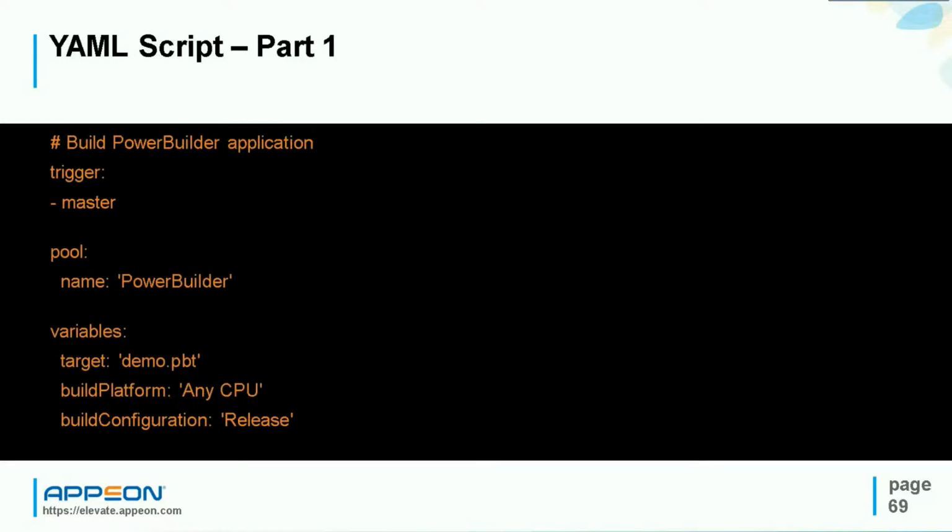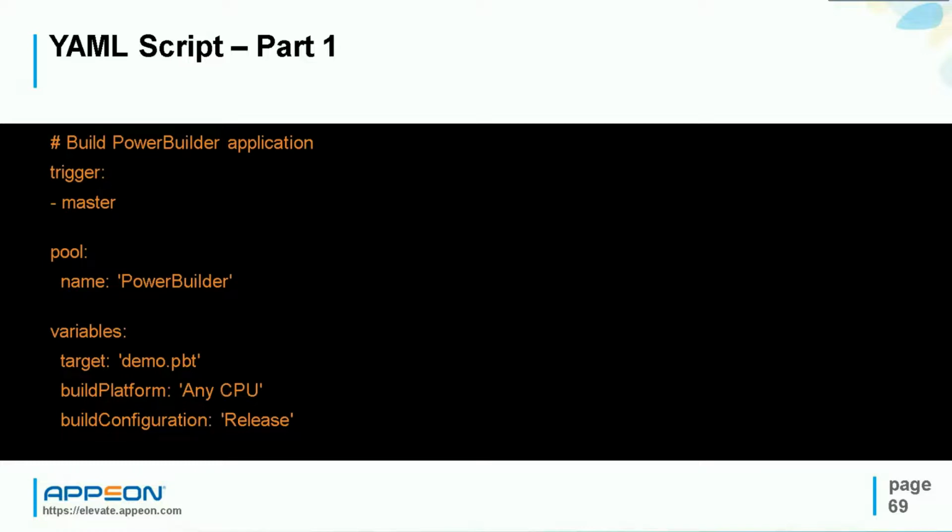Okay, and then this is our YAML script. This is what the pipeline is executing. It's saying here that it's triggered when a change gets pushed to the repo. That's what trigger master means. The name of my agent pool is PowerBuilder. And so you can have a whole bunch of agents. If you're doing lots of builds, or if you want redundancy, you could have a whole bunch of agents under an agent pool. But in our case, we just have one agent in our agent pool.